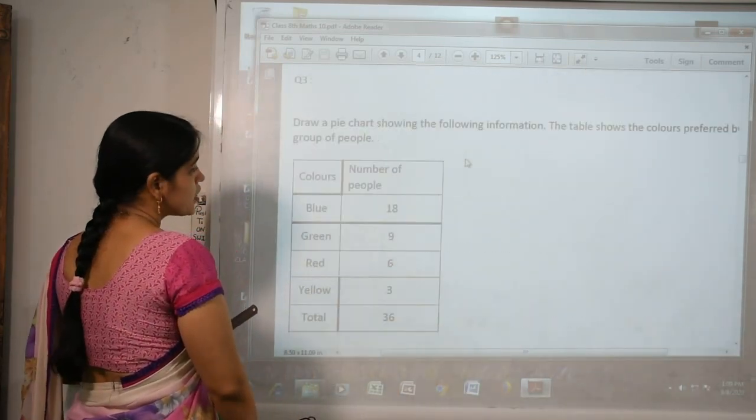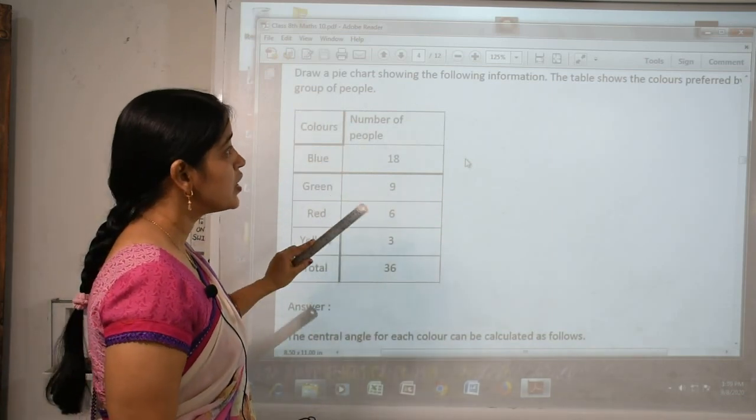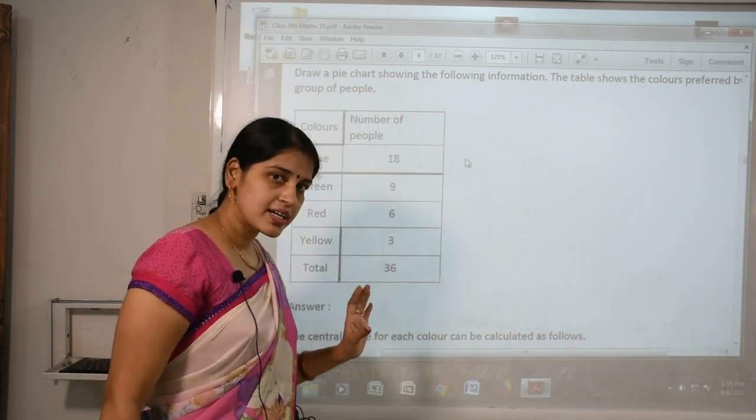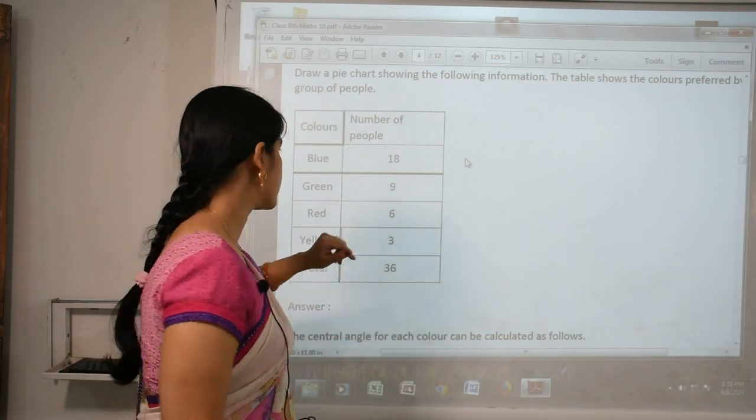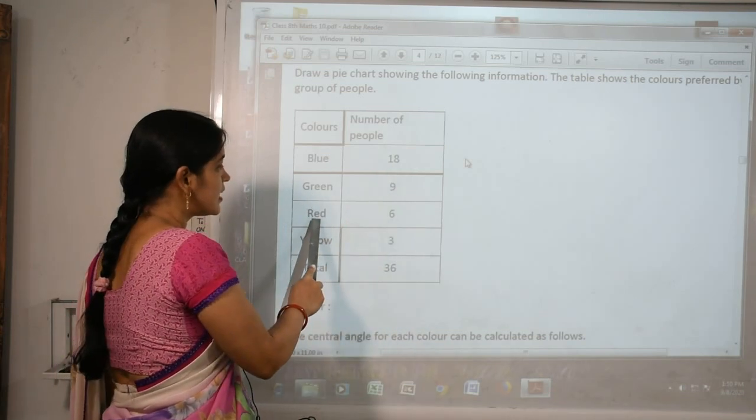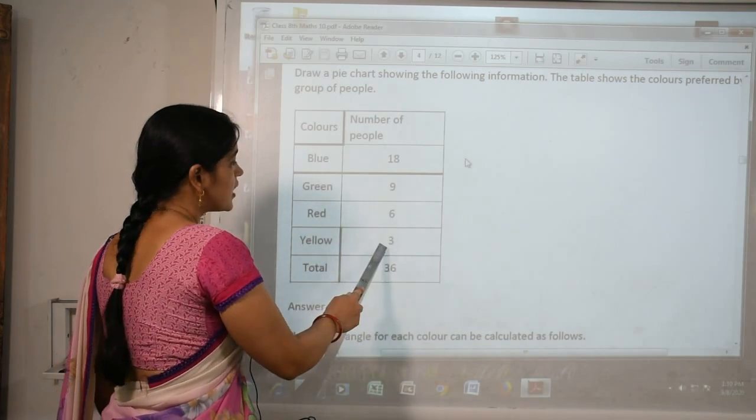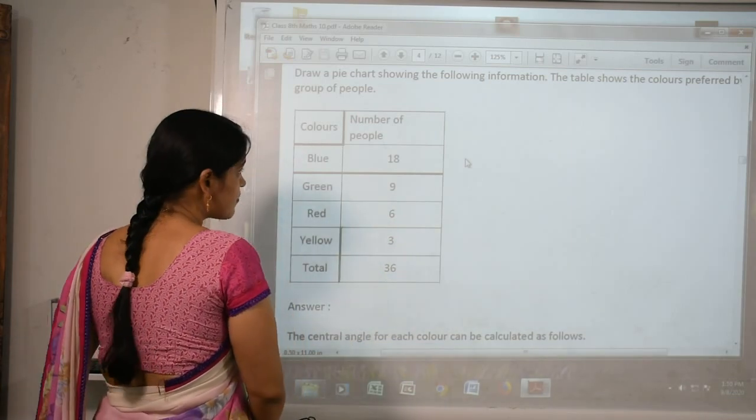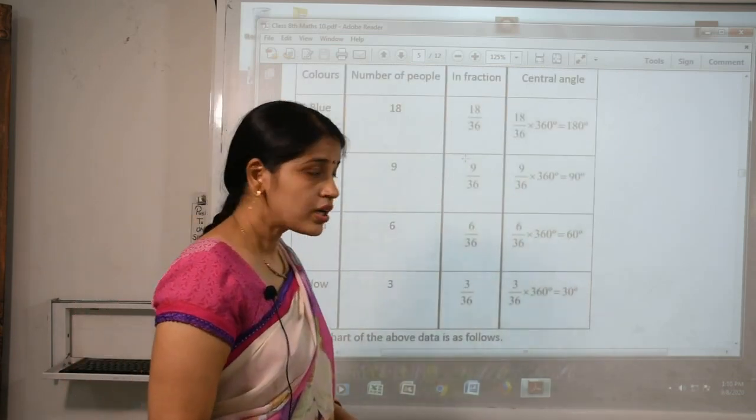So in the next question, again you have to draw a pie chart, where the color preferred by a group of people is given. Different colors are given and which color the people preferred. Blue color 18 people preferred, green color 9 people, red color 6 people, yellow color 3 people and the total is 36. So the same way as in the previous question, we have to make four columns.